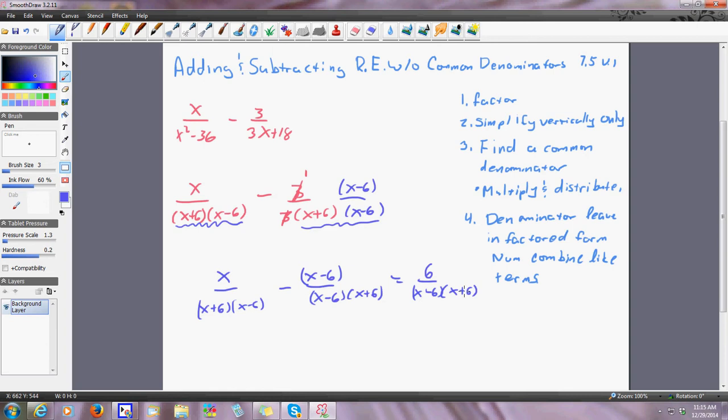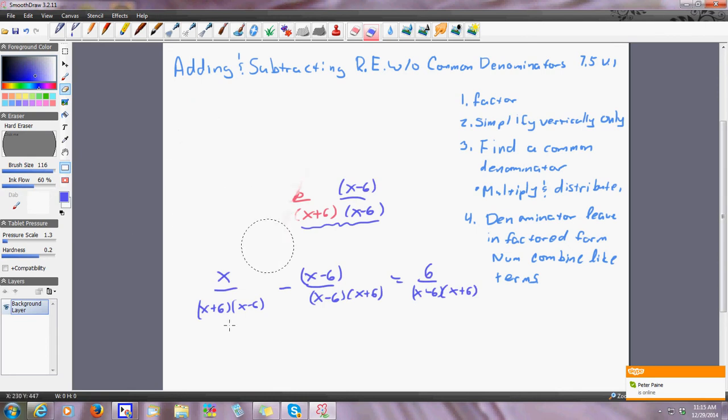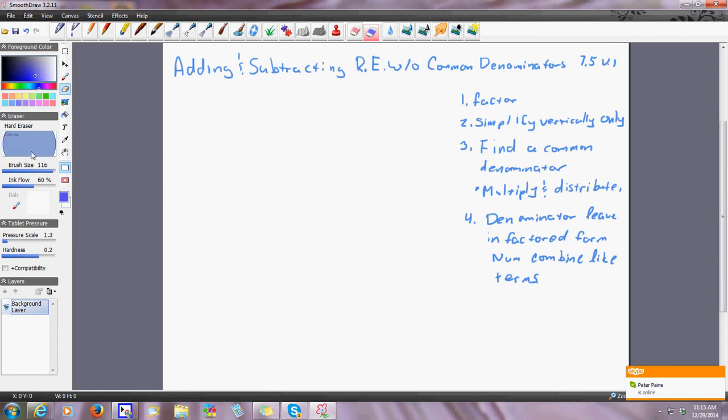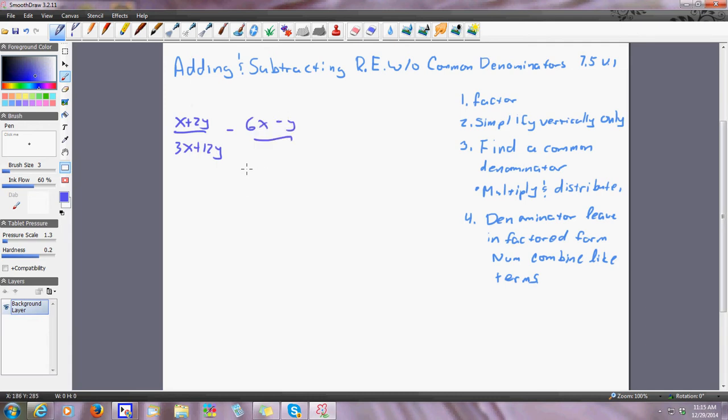All right, I'm going to do one last one, and I hope that this is going to be useful and helpful, and that you'll be able to take loads away from it. So the very last one I'm going to do is going to be (x + 2y) over (3x + 12y) minus (6x - y) over (x squared + 3xy - 4y squared).